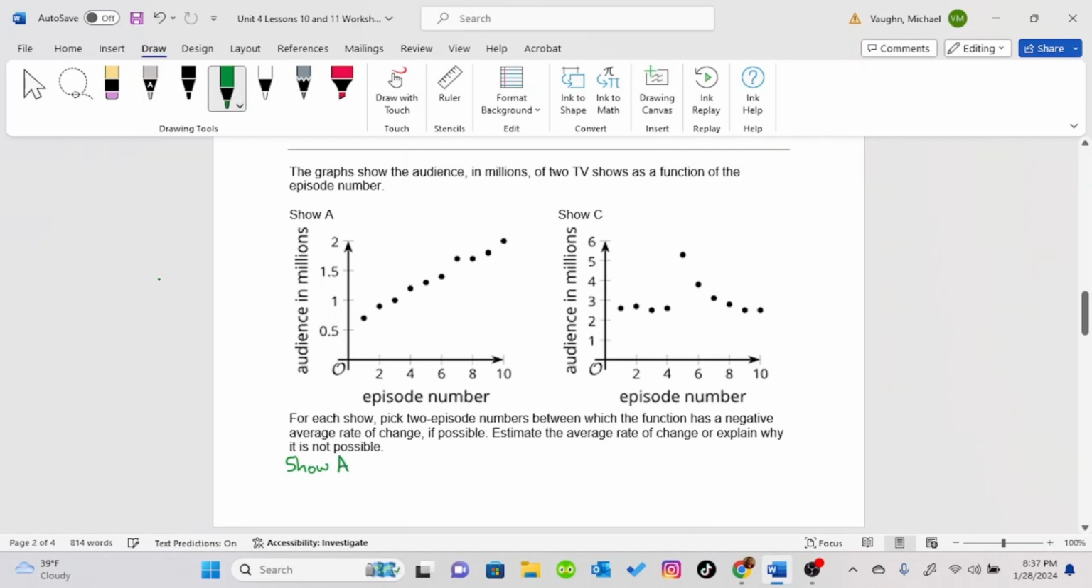For show A, we go up, up again, up, up, up, up. We stay the same, up, and up. So for show A, it's not possible because the viewers never decrease.